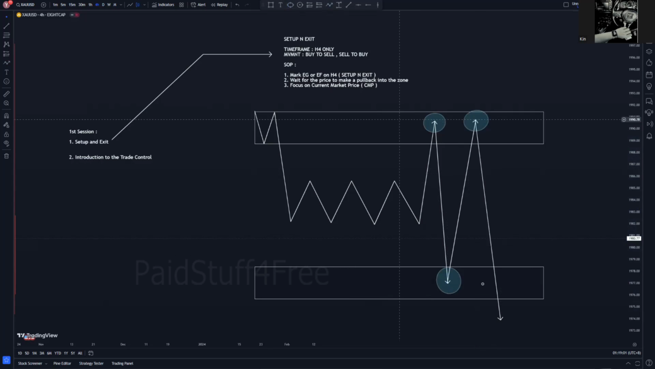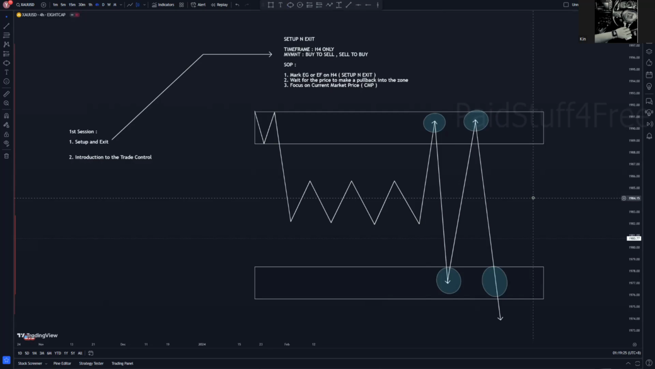There are two famous questions that most of my students ask me. The first one: can we use the same zone, the same ED or the same EF, over and over? Maybe they say more than 2 times, 3 times, 5 or 10 times. The answer is yes, as long as that zone is still valid.